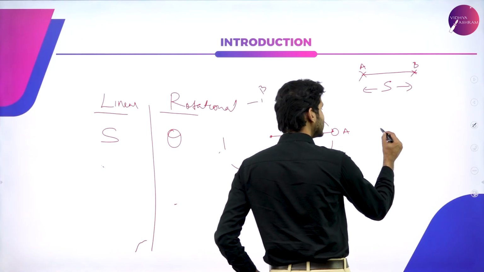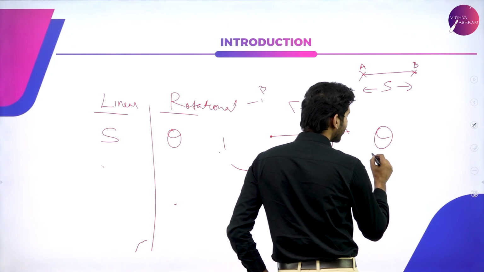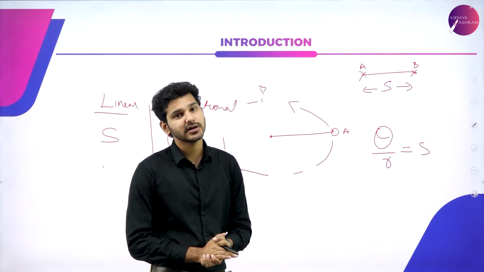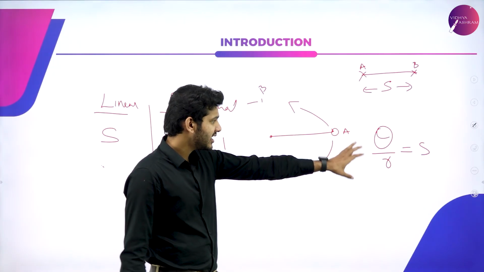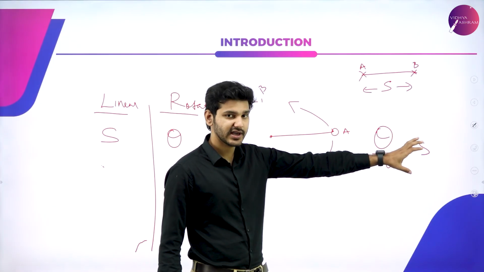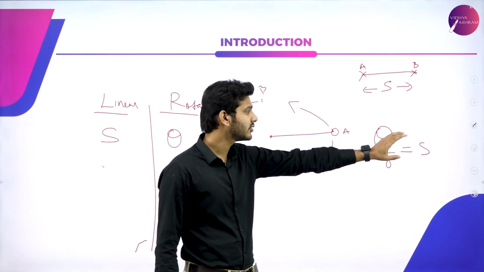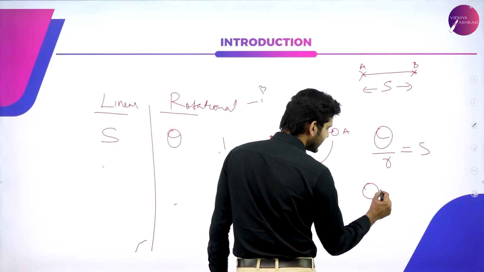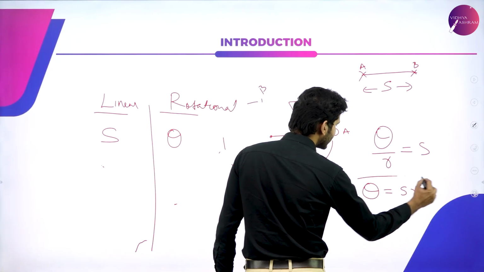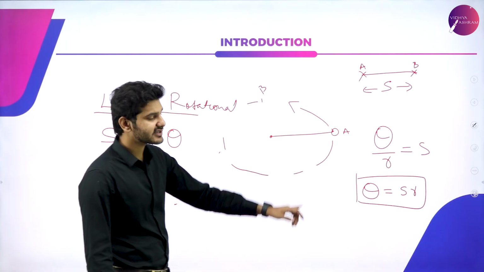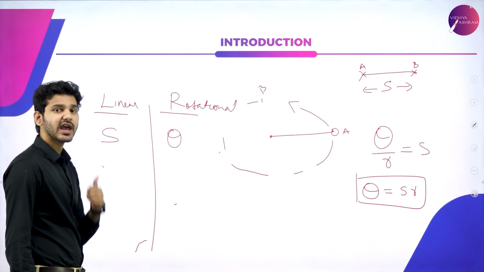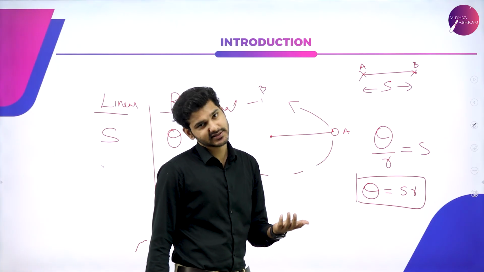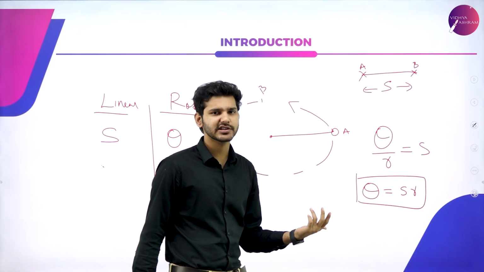And the relation between theta and S is that S is equal to theta times R, from the equations we already learned in the previous chapter. That is, arc length is equal to angle times radius or radius vector. Or we can simply say that theta is related to displacement like this. This is the relation between angular displacement and linear displacement, where R is the position vector.